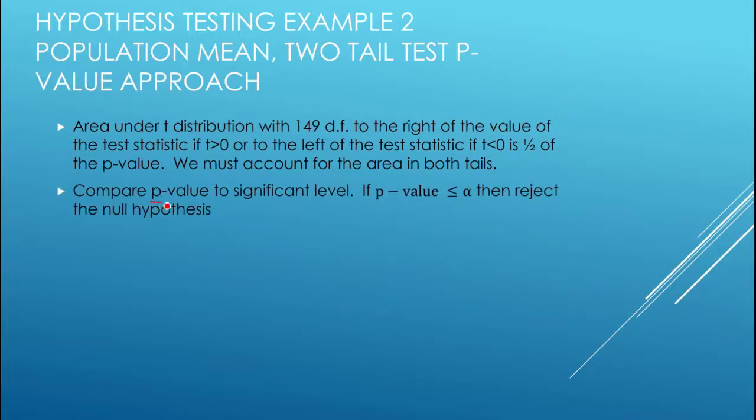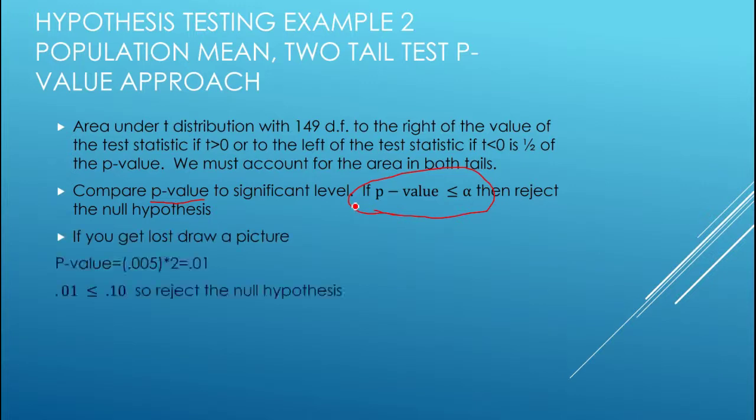So once we have the p-value, we will compare it to our significance level, and once again, if it's smaller than our significance level, we reject the null hypothesis. I'll show you a picture of this in just a second.